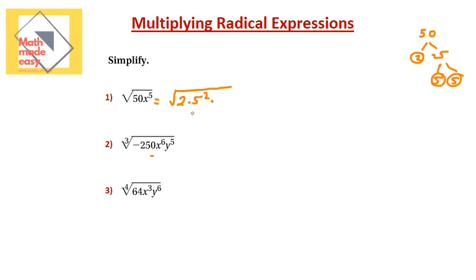Now, why are we doing this? We are training ourselves on how to simplify before we see how we are going to multiply those radical expressions. Now, x to the power of 5 is not a perfect square. However, x to the power of 4 is the nearest perfect square, and it's going to be multiplied by x. What did I do? I just broke this down into two things.